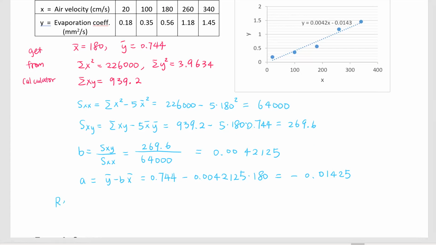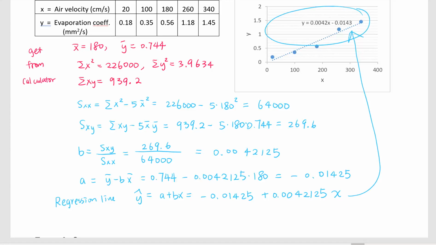And so the regression line y hat is then A plus BX. A is negative 0.01425 plus B is 0.00422125 X. And let's check our answer. Are they the same? Yes, they are the same, right? If you round up, you get 0.0143, and here you get 0.0042, right? So it's the same answer.